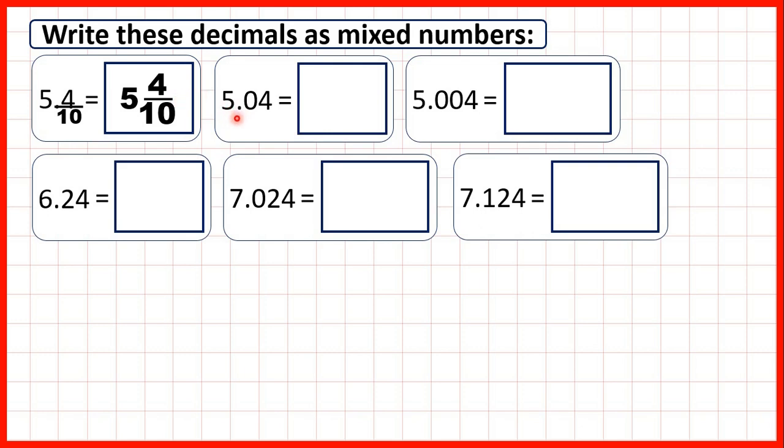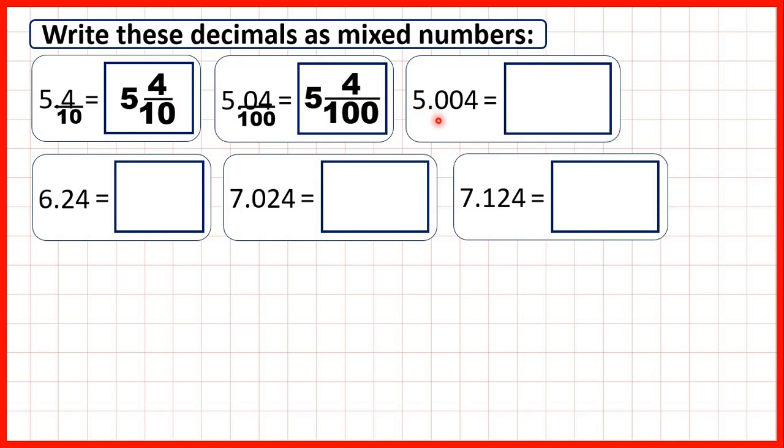Now we have 5.04. Remember, the second digit after the decimal point is the hundredths digit. So if we have two digits after a decimal point, what we can do is draw a line across from the decimal point and write a denominator of 100. So 5.04 is the same as 5 and 4 hundredths.